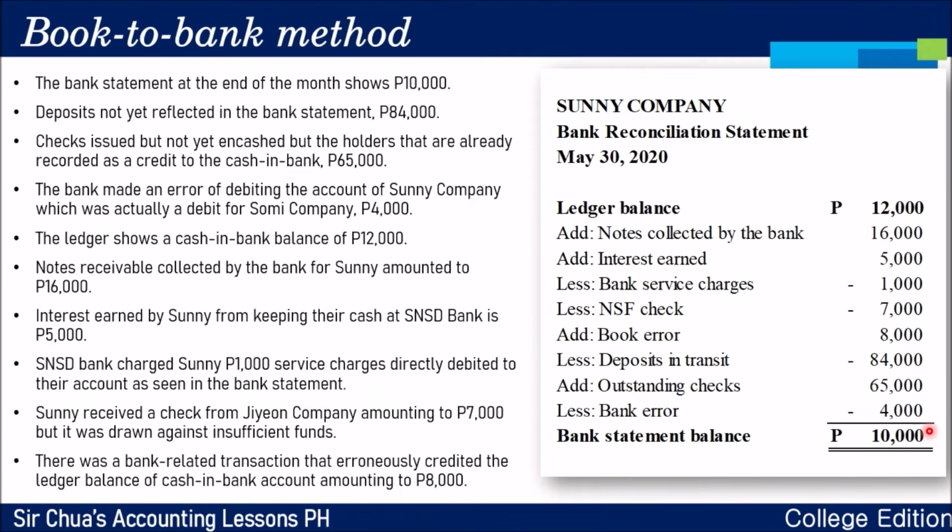So, depende na po sa company kung saan po sila mas sanay na method. Pero ako po personally, mas gusto ko yung adjusted balance method kasi sa adjusted balance method, kita mo na po agad yung talagang true amount of cash in bank ng isang company. Pero may mga purposes po kasi yung bank to book tsaka book to bank. So, depende po kasi sa gustong confirmation ng company sa pagpe-prepare nila ng bank reconciliation statement. So, it really depends on the company kung ano po yung method na kanilang gagamitin.